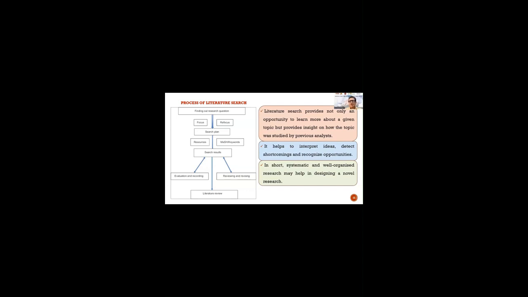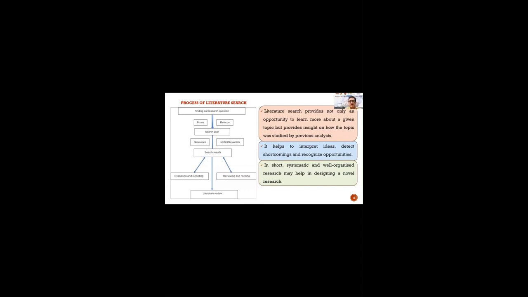Now, this provides you an opportunity to learn more about a given topic, but also provides insights on how the topic was studied by previous analysts. It helps to interpret ideas, detect shortcomings, and recognize opportunities. So the crux is to interpret ideas, detect shortcomings, and recognize opportunities. In short, systematic and well-organized research may help in designing a novel research.